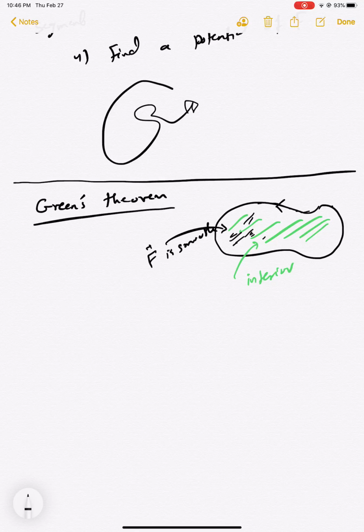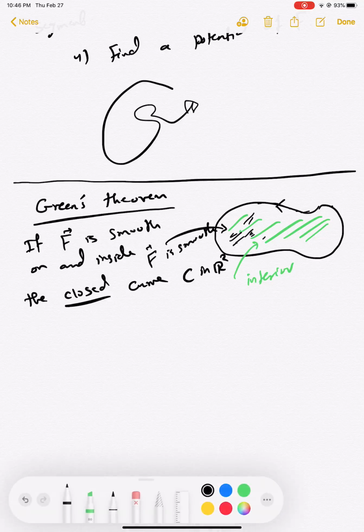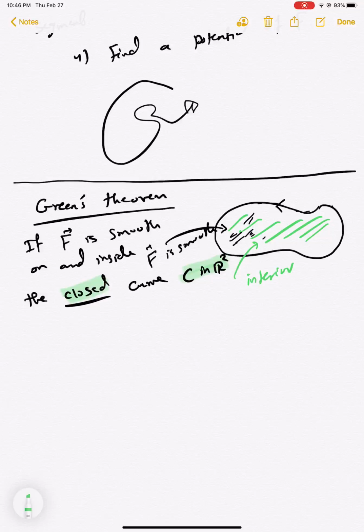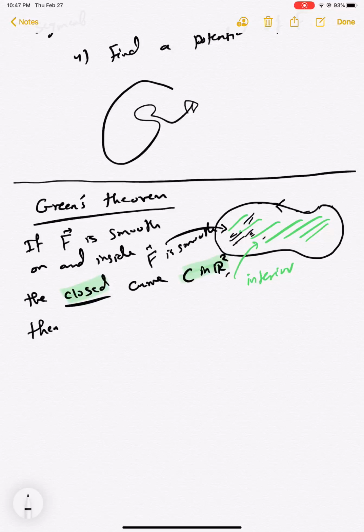So what does Green's theorem say? It says if f is smooth on and inside the closed curve C in R2, so this is important, and I'm going to highlight these things. This is really important. So this function has to be smooth, the curve has to be closed, the curve has to be in R2, so this method doesn't work in R3.